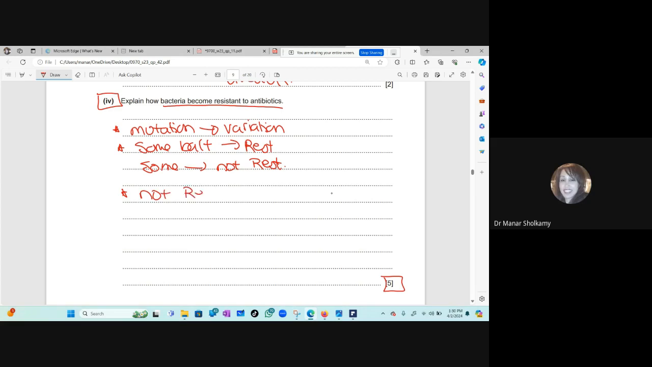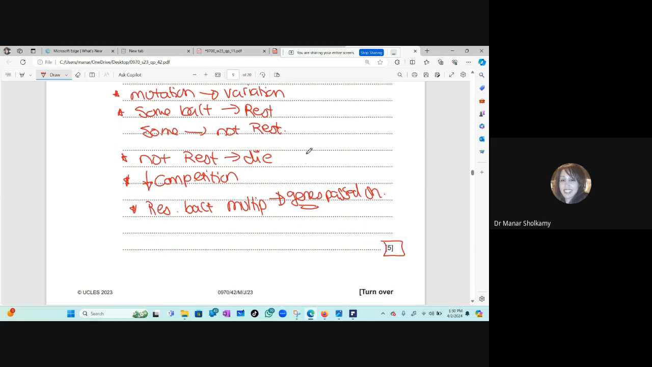The non-resistant will die due to competition. They will die, okay, because they are not resistant. And then this will reduce competition or increase competition? When they die, this reduces the competition, so the resistant reproduce more. Yes, perfect. The resistant bacteria will start multiplying and producing more, and their resistant genes will be passed on. Yes, don't forget that. Until all the bacteria will have the resistant gene. All the population of bacteria will evolve to have the resistant gene.